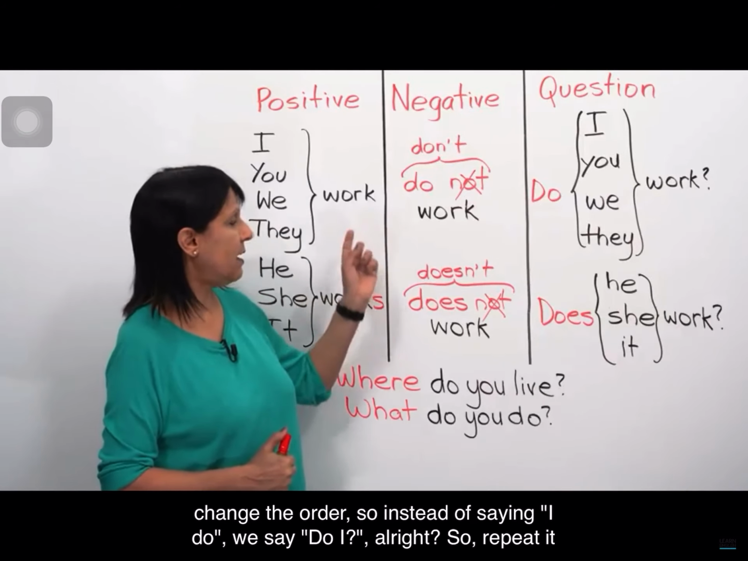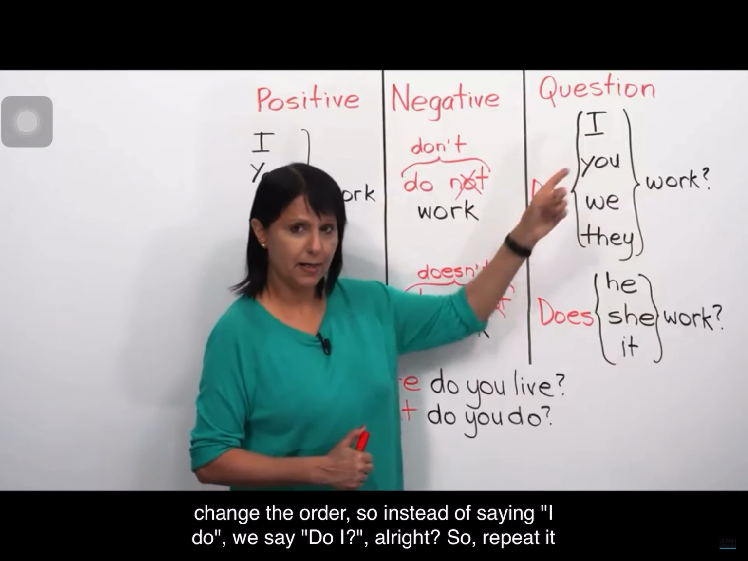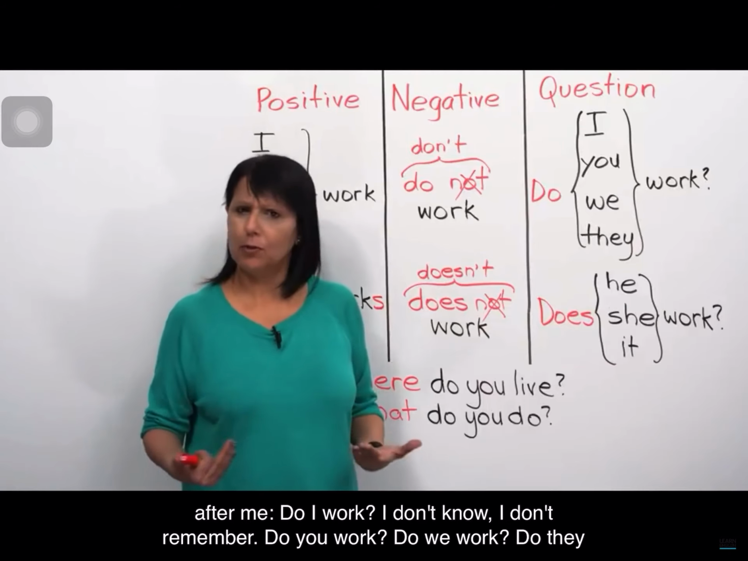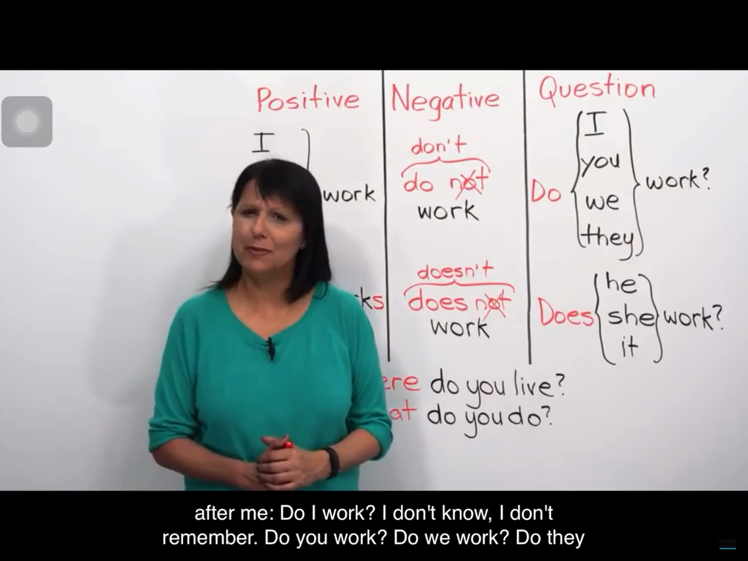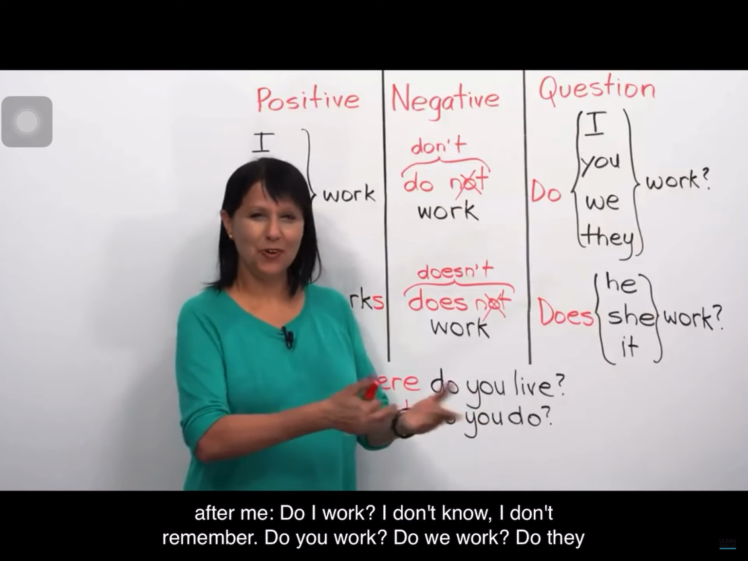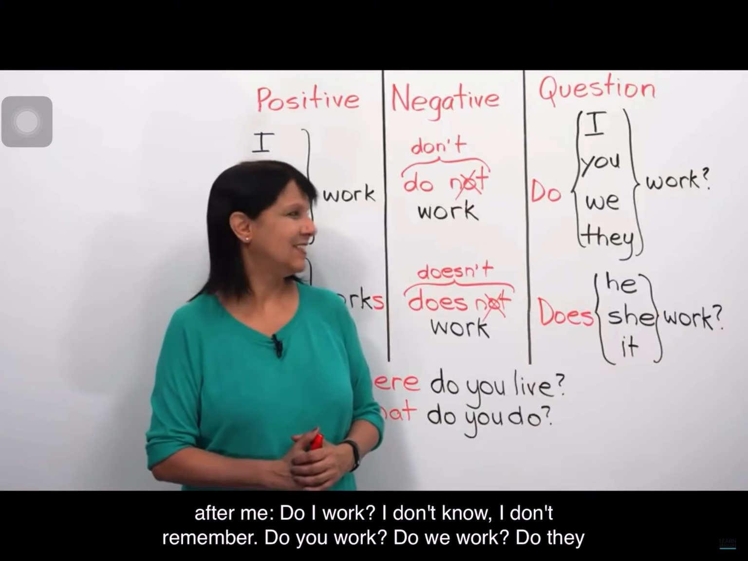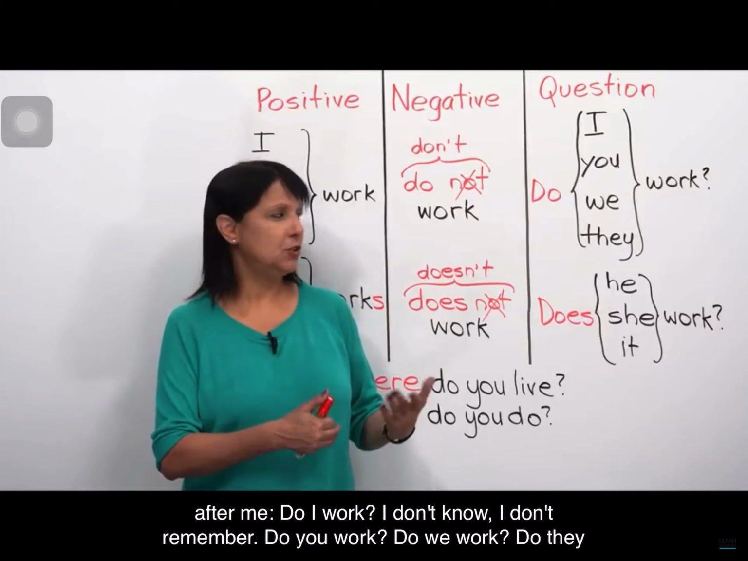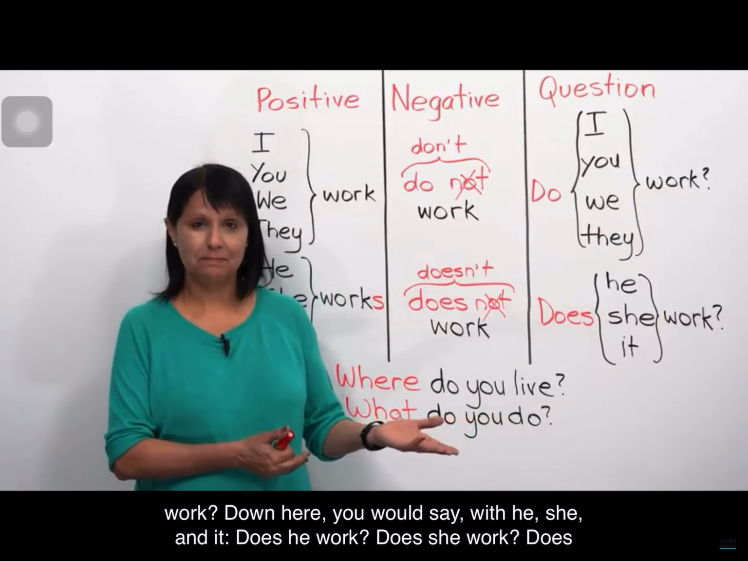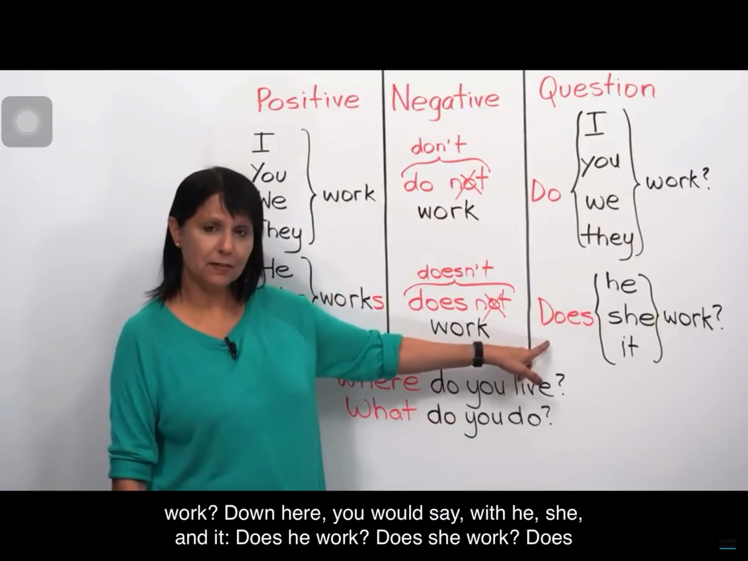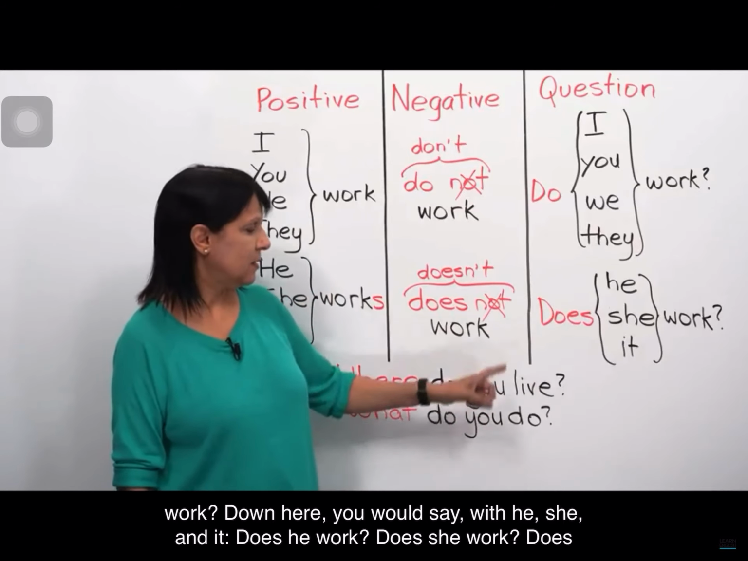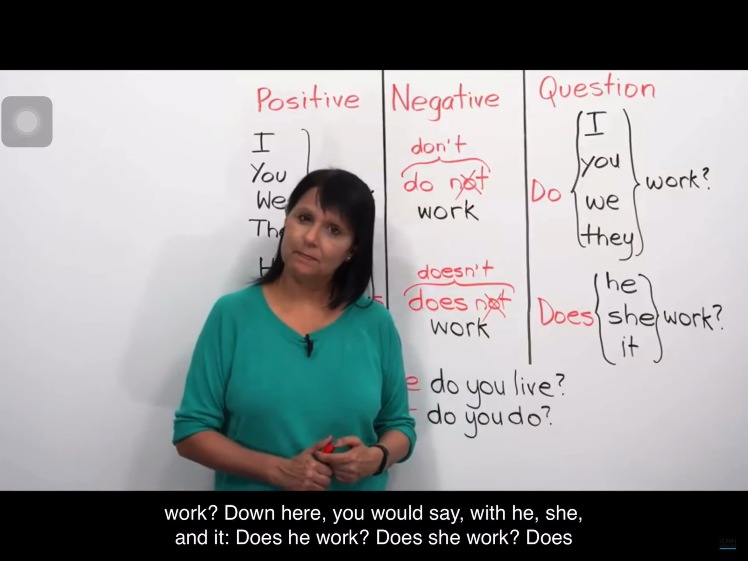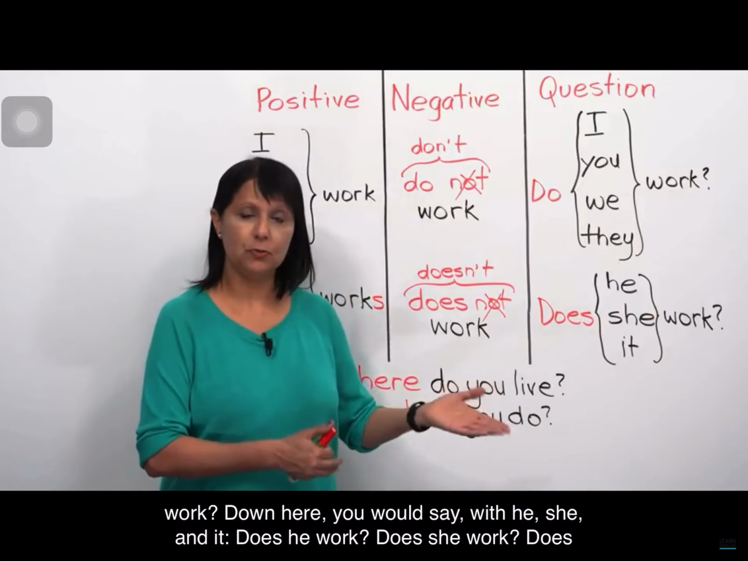Now, let's go to the questions. So what happens in the questions? In the question, we also have to use that helping verb, do, okay? Do here and does down here. And we have to change the order. So instead of saying I do, we say do I, all right? So repeat it after me. Do I work? Do you work? Do we work? Do they work?